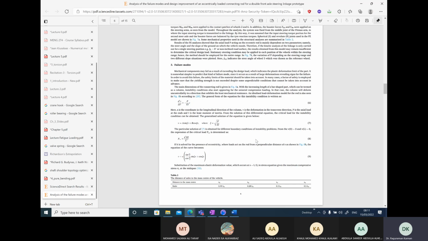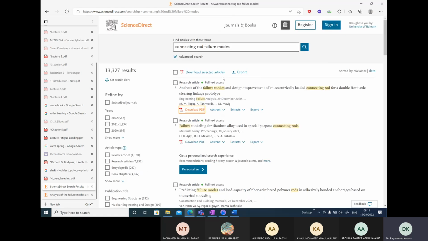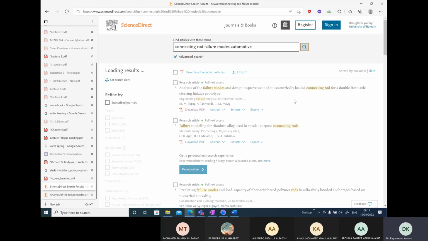Okay, so that will help you. Different failure modes are here. I can look at more papers. Specifically, if I want automotive applications, I can write automotive as another search term here, and search for it.